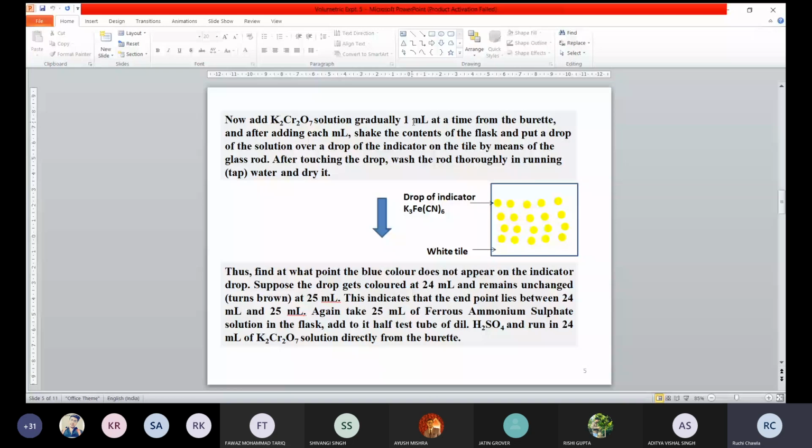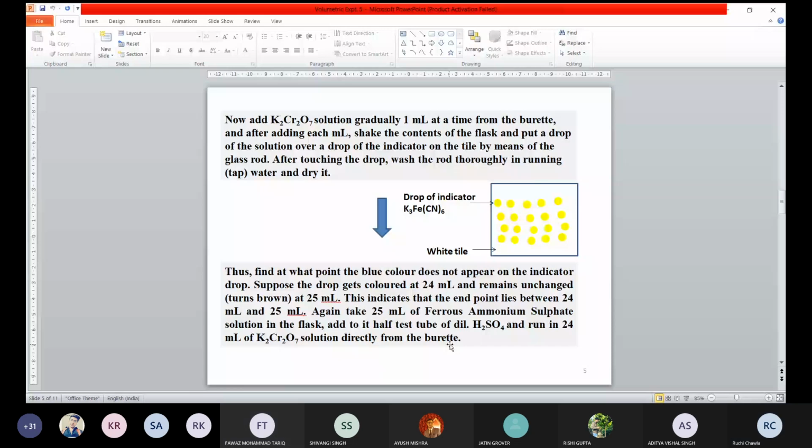We are checking after every 10 ml. This will tell you that the endpoint is lying between 21 to 30 ml, isn't it? The first time you checked, it was for 0 to 10. Second time you checked, it was for 11 to 20. Third time, if the color is changing, that means it is for 21 to 30. Are you following?